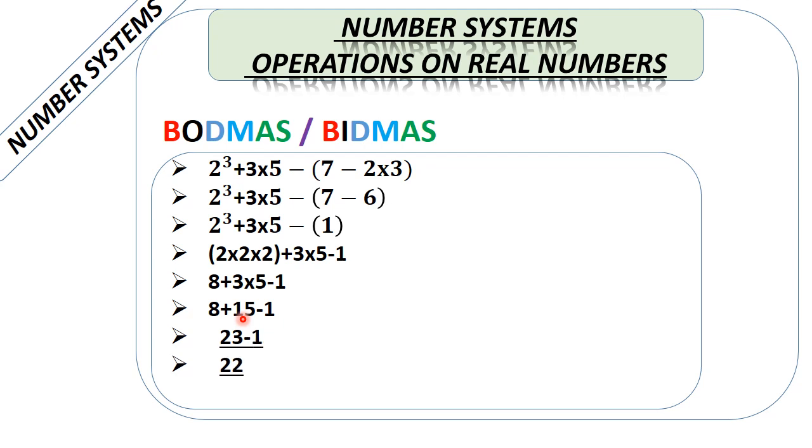So we can safely say our answer to 2 power 3 plus 3 times 5 minus, open bracket, 7 minus 2 times 3, close bracket, is just 22. Yeah, sorry, forgive me on underlining here. I wasn't supposed to underline.